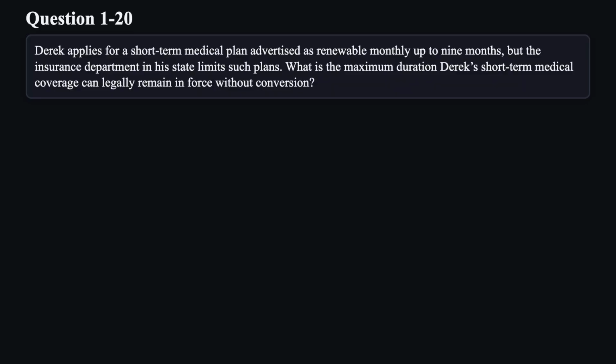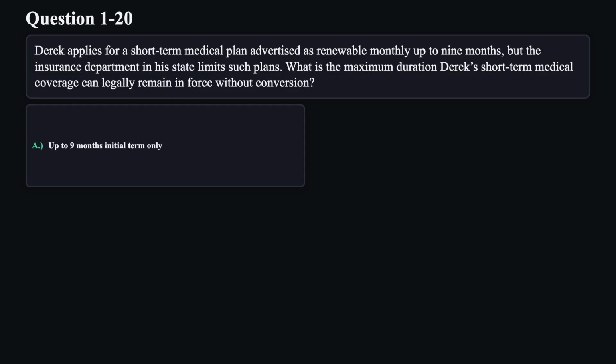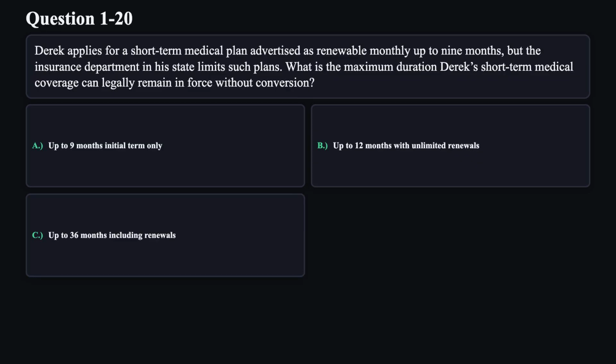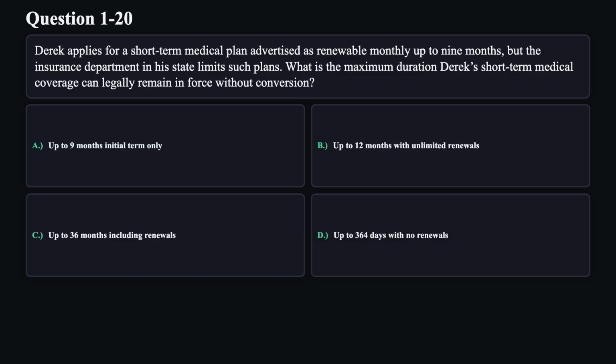Question 20. Derek applies for a short-term medical plan advertised as renewable monthly up to 9 months, but the insurance department in his state limits such plans. What is the maximum duration Derek's short-term medical coverage can legally remain in force without conversion? A. Up to 9 months initial term only. B. Up to 12 months with unlimited renewals. C. Up to 36 months including renewals. D. Up to 364 days with no renewals.